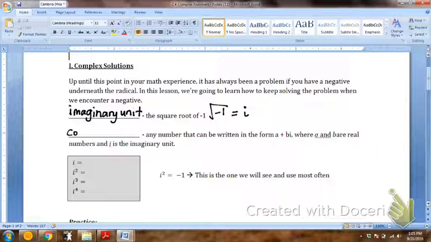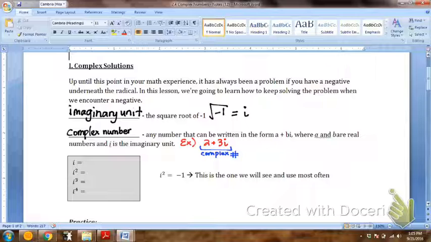A complex number is when you combine any number with an i. That's called a complex number. Any number that can be written in the form a plus bi, where a and b are real numbers and i is an imaginary unit. For example, if I tell you 2 plus 3i, this whole thing is considered a complex number, because if I knew what i was, I could actually give you a real value. So that whole 2 plus 3i together is called a complex number.